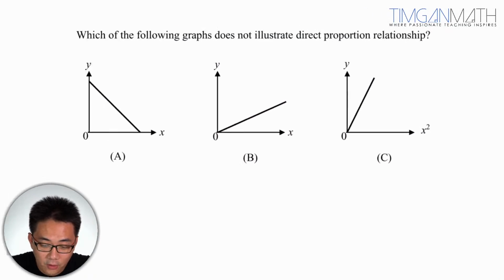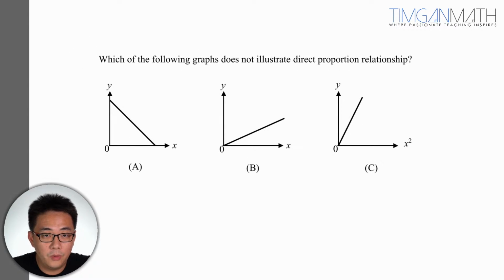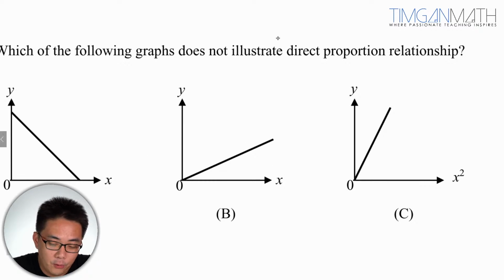Hi students, let's look at this question here, which is on the graph of direct proportion relationship. Which of the following does not illustrate a direct proportion relationship? Direct proportion would mean that as x increases, y will also increase at a constant rate. Meaning to say y over x is equal to a constant.